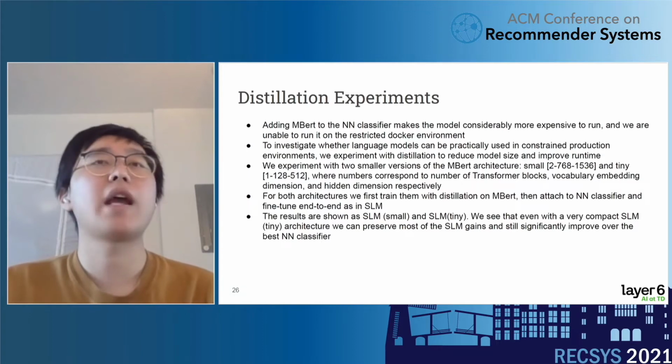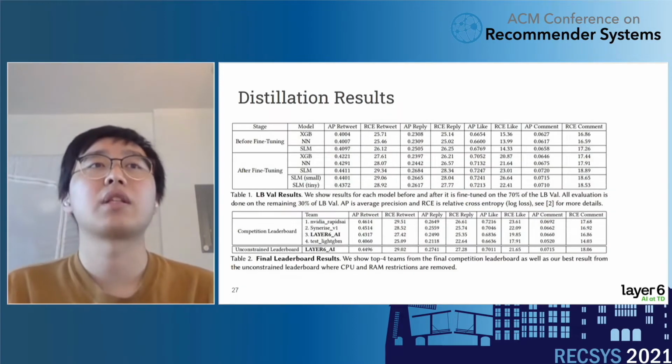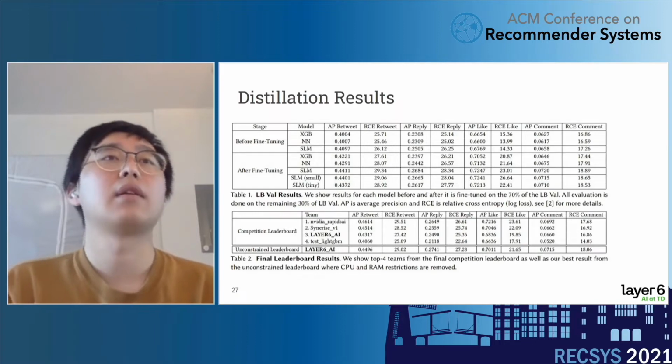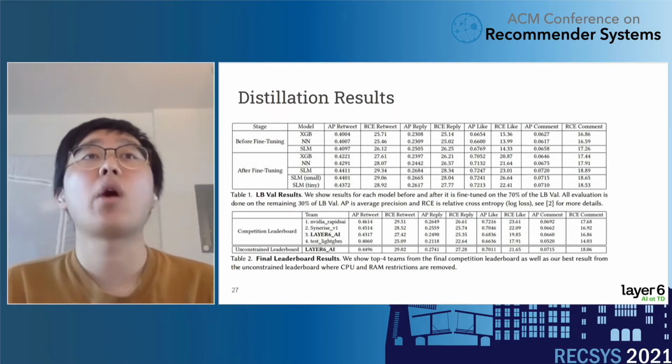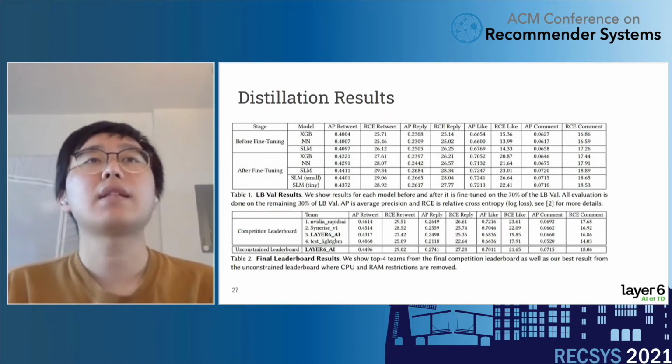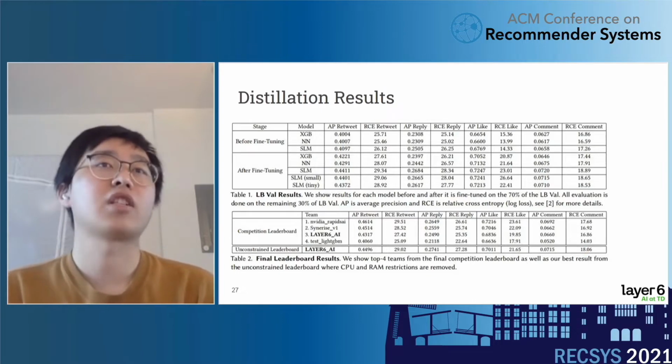In case you forgot, just to showcase the distillation results again. Please note that in the after fine-tuning stage, we have SLM small and SLM tiny. And these are the distillation results corresponding to the architectures I just introduced.